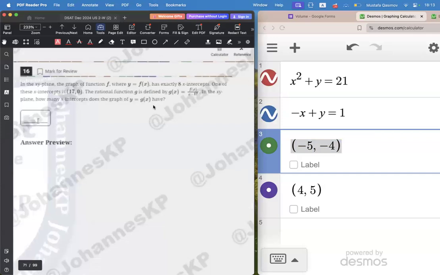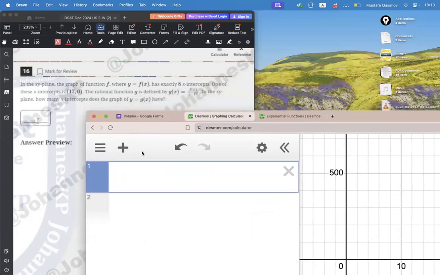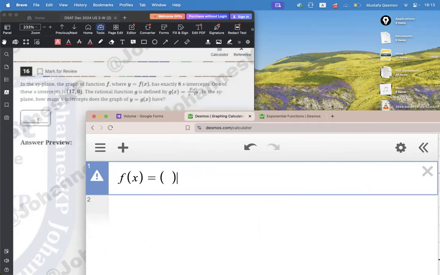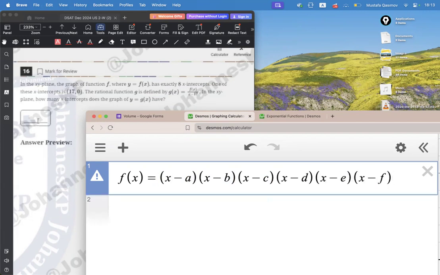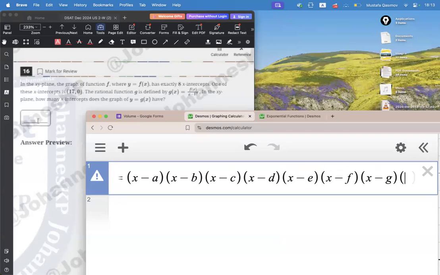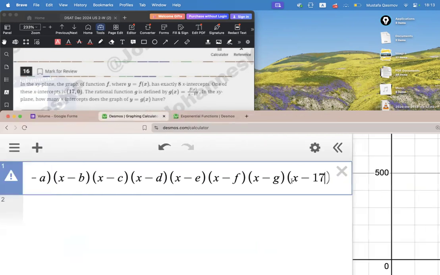Here, because it says we have 8 x-intercepts, it means that this is something like that. f of x is equal to (x minus a)(x minus b). It continues like this, x minus c, for example. So let's say d, e, f. And the last one is x minus 17, because we say 17 is also an x-intercept. So we have a function like that, for example.